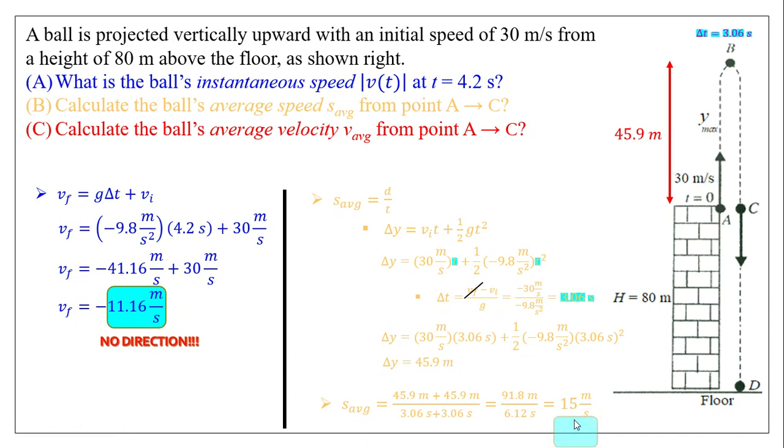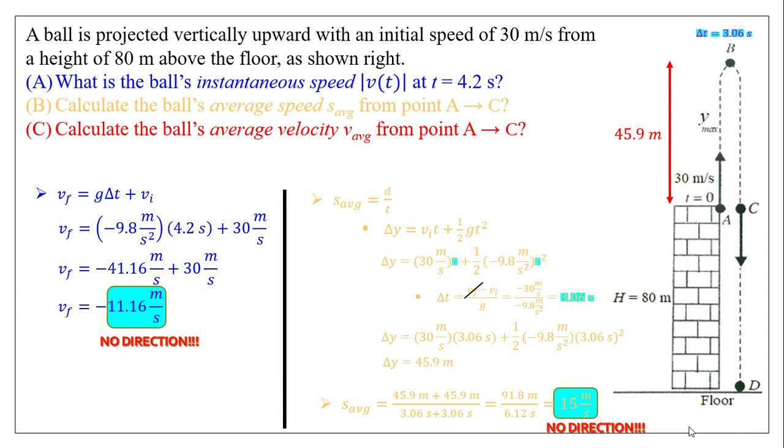Because it asks for average speed, there is no need for direction. This is a scalar quantity, so I made a note there. There's no direction here. So as you practice, understand what's a vector and what is a scalar, know when to include direction, know when not to, and watch out for the word magnitude.